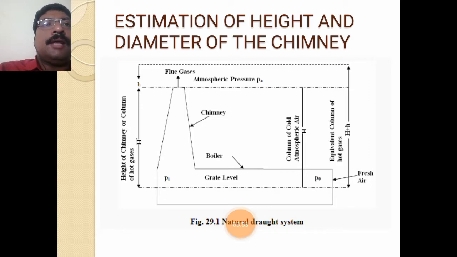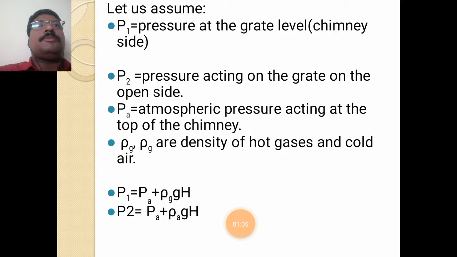Let us assume that the atmospheric air pressure is PA, the pressure of the flue gases is Pg, and P naught is the ambient gas. We are assuming that P1 is the pressure at grate level, that is the chimney side. P2 is the pressure acting on the grate at the open side, and P is the atmospheric pressure acting at the top of the chimney. Rho G and rho A are the densities of hot gases and cold air.